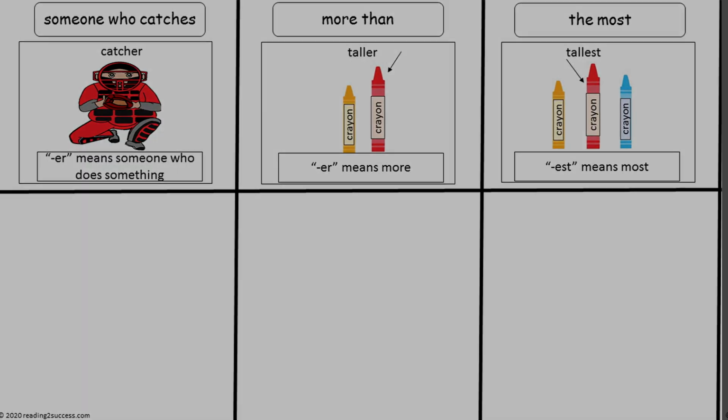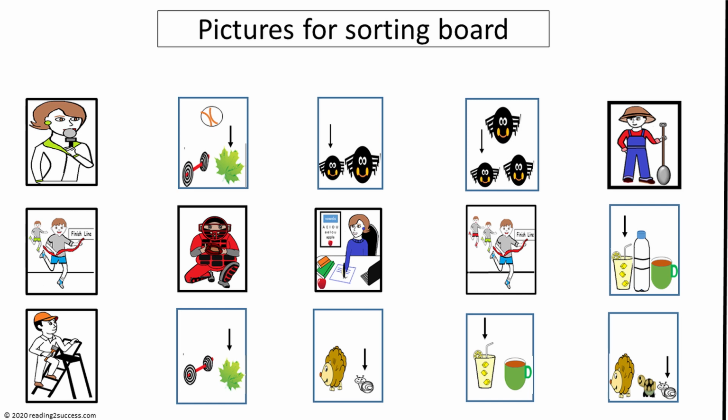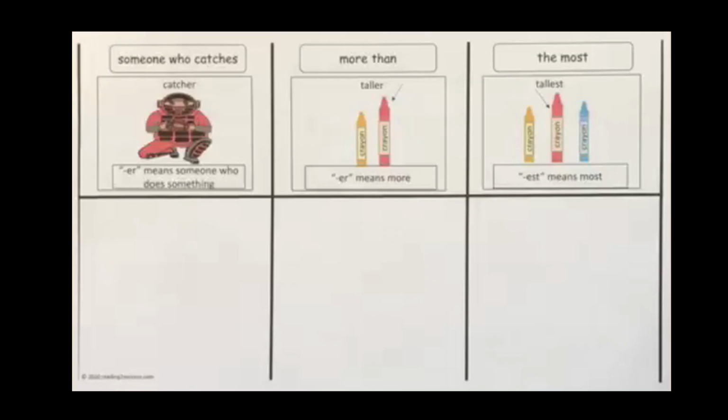Next, we have a sorting board and pictures for kids to sort the pictures according to their suffixes. This is an activity that we're going to have kids do, and they're going to sort pictures by the suffix. And we're going to have er, which means someone who does something, or the other er, which compares two items and means more. And then we're going to have this suffix est, which compares three or more items and means most. So let's begin.